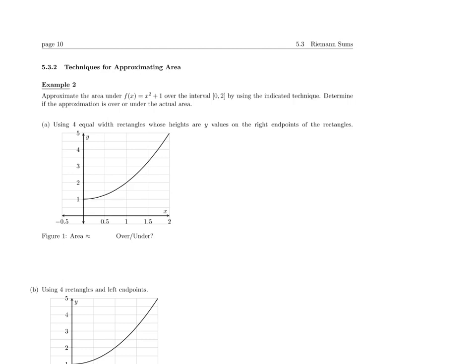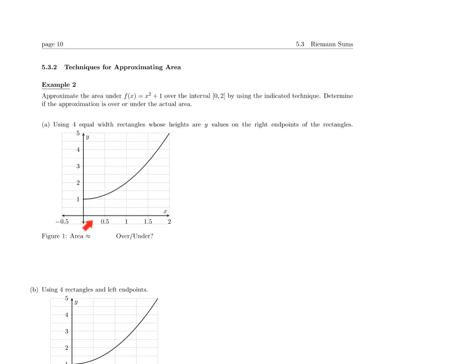One technique that is never really discussed is you could just count boxes. So you could just count how many boxes and kind of approximate where you have half boxes and full boxes. But we're going to instead use rectangles. So in part A, we're going to be using 4 equal width rectangles whose heights are the y values on the right end points of the rectangles.